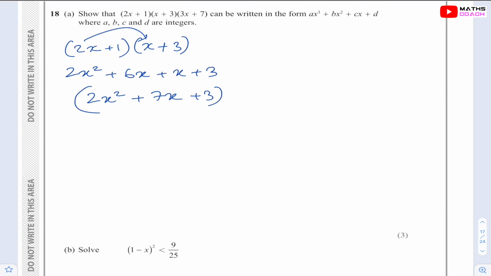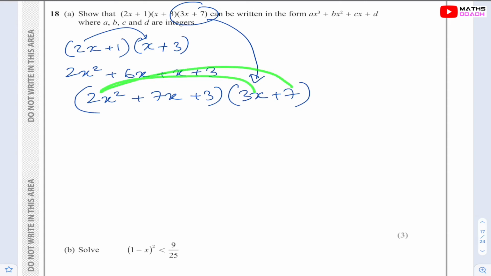Now I will introduce my 3x plus 7 bracket, which is right there. And I will expand everything out once again. So this times by that, then this times by that, then this times by that, and this times by that, and this times by that, and that times that. So let's do this. 2x squared times by 3x is 6x cubed plus 14x squared plus 21x squared.